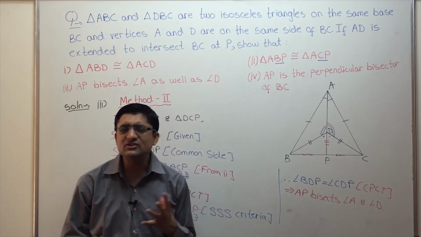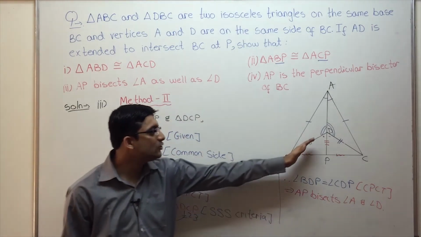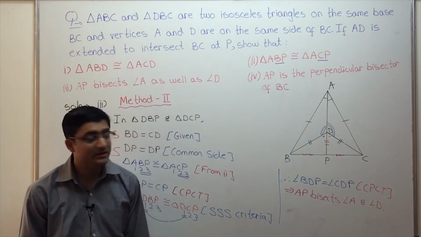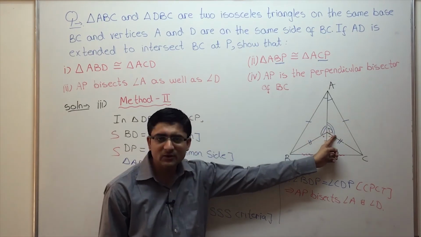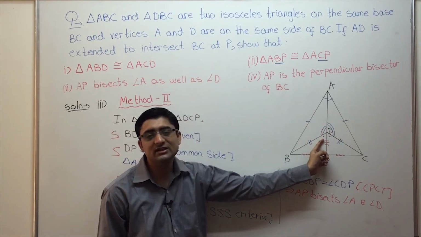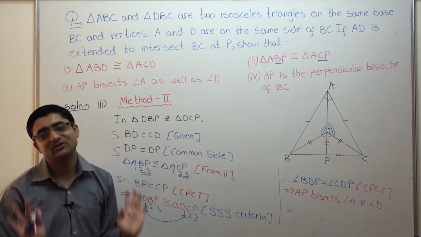So it's up to you. In general, whenever you want to prove two parts to be equal, sides or angles, generally we take two triangles, prove them to be congruent, and by CPCT get them to be equal. Here, because these two angles are already equal, and this over here is a linear pair, that is why in the first method, we directly use the linear pair, right? It's up to you. You can either use the previous method or this method, your choice.